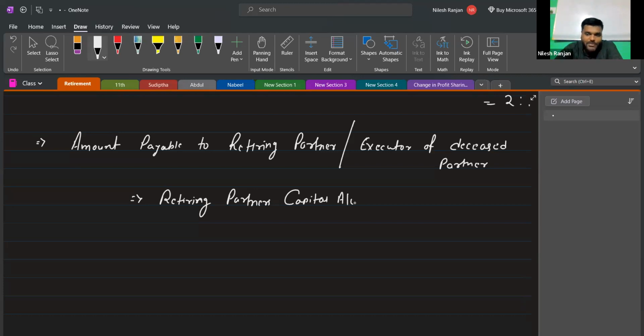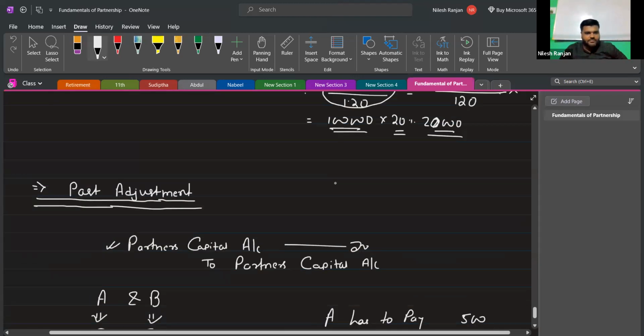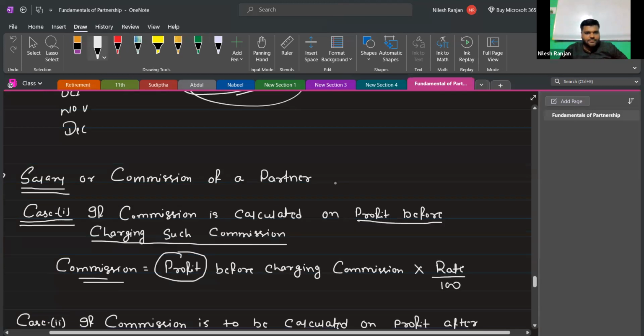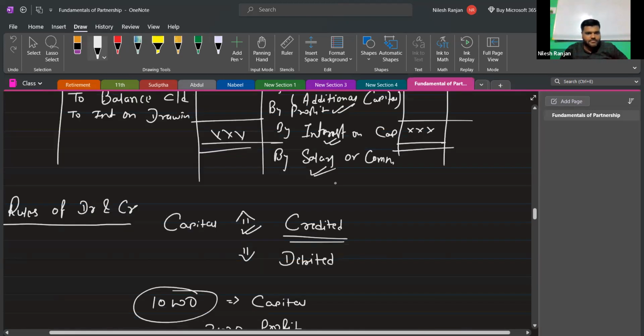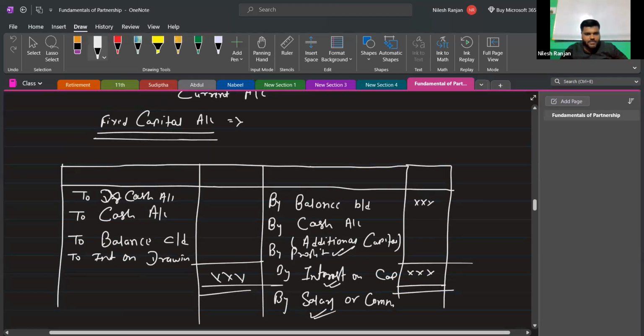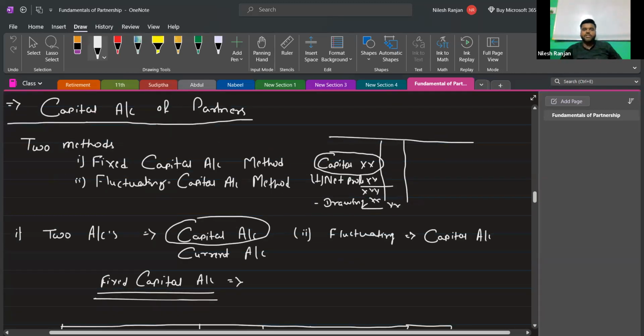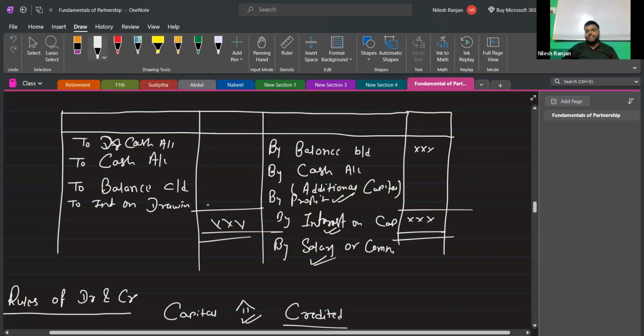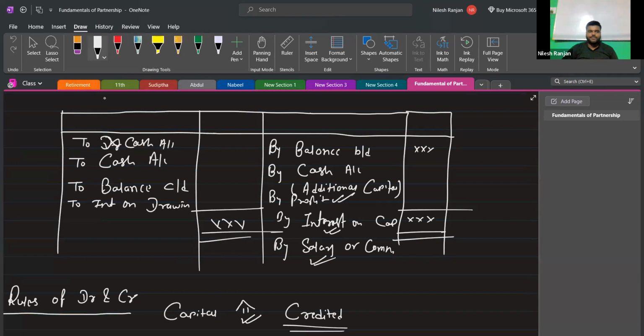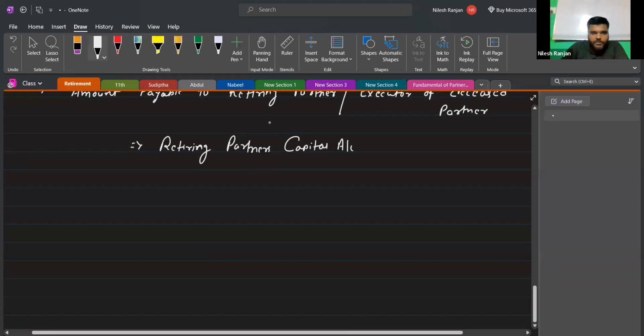Actually, we have discussed this concept in the fundamentals chapter, partnership fundamentals. So is it the profit and loss? This has balance b/d, by cash, additional capital, profit, interest on capital, salary or commission. There are two methods, fixed capital account method and fluctuating capital account method, and these are the items that we have to write. So let's prepare the format first.